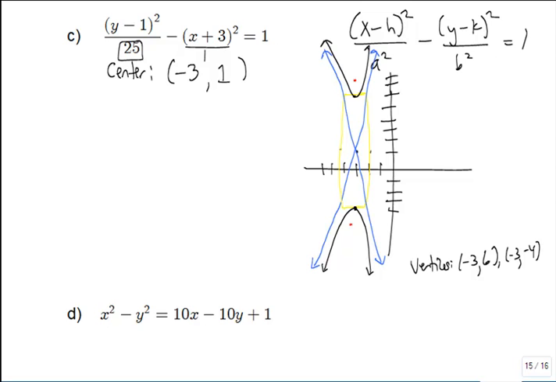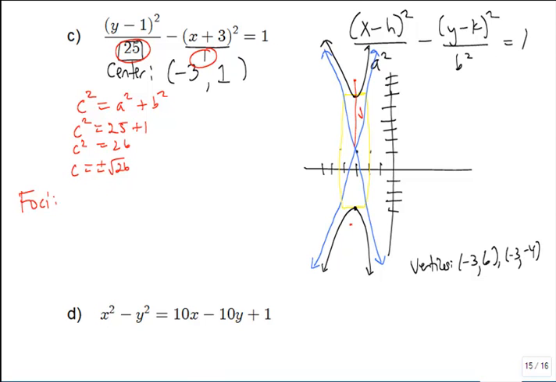So to get your foci, you need to know what c is. So c squared is a squared plus b squared. So this squared plus this squared. So that's 25 plus 1, which is 26. So c is plus or minus square root of 26. Now, because we have a shifted center, this is going to complicate things. So our foci are not just going to be 0, comma, plus or minus root 26 anymore. We have to go up square root of 26 and down square root of 26 from our center point.